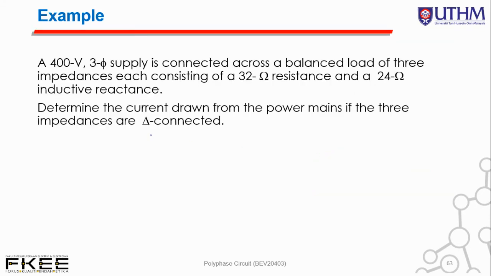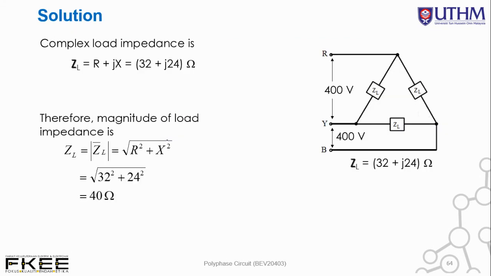Example: a 400 volt 3-phase supply is connected across a balanced load of 3 impedances, each consisting of 32 ohms resistance and 24 ohms inductive reactance. Determine the currents drawn from the power mains if the 3 impedances are delta connected. So we have the solution here: complex load impedance ZL equal to R plus jX, so we have 32 plus j24 ohms. Therefore, the magnitude of load impedance, or the modulus of ZL, is square root of R squared plus X squared. Substituting values, you get ZL, which is 40 ohms.